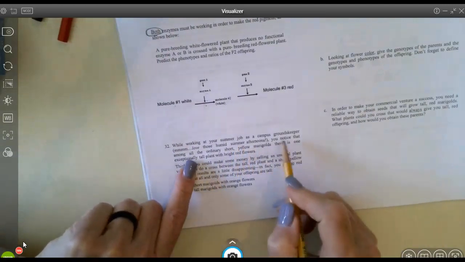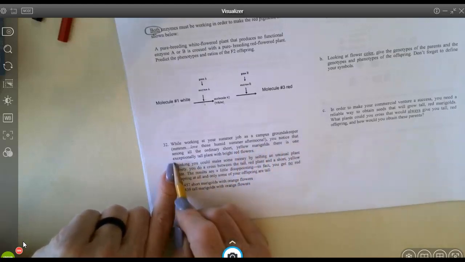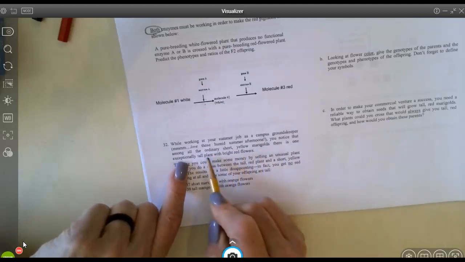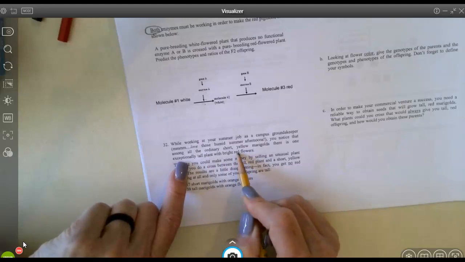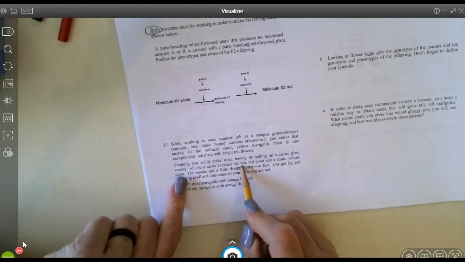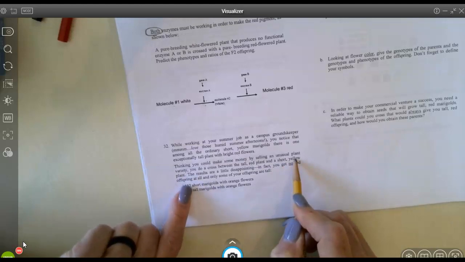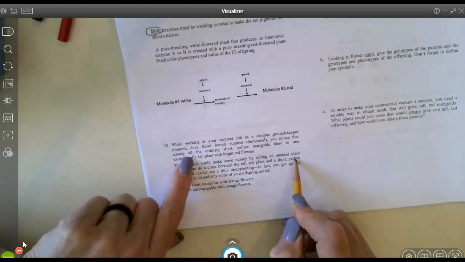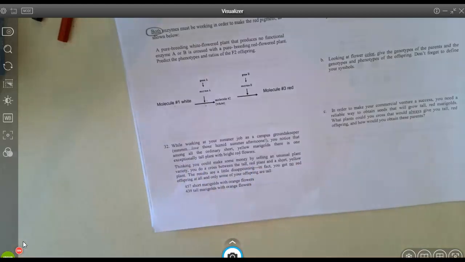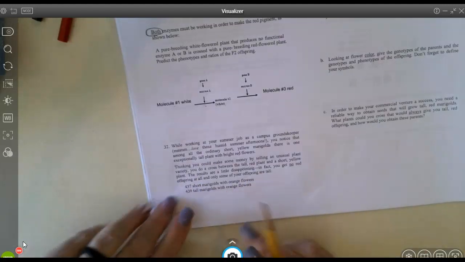While working at your summer job as a campus groundskeeper, you gotta love humid summer afternoons, you notice that all the ordinary short yellow marigolds are out there, but there's this proud, tall plant with bright red flowers. Thinking you could make some money selling this unusual plant, you do a cross of the tall red with a short yellow. Okay, short yellow, we're thinking was the common one, right? And the tall red's the one we want to reproduce. Oh, you're so disappointed. In fact, you don't get any red at all. Only some of your offspring are tall.